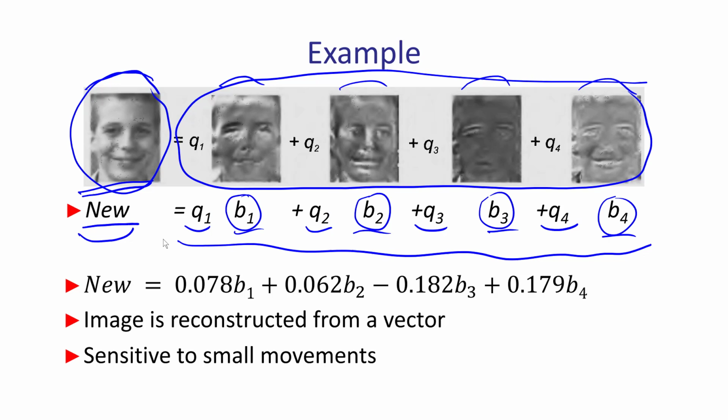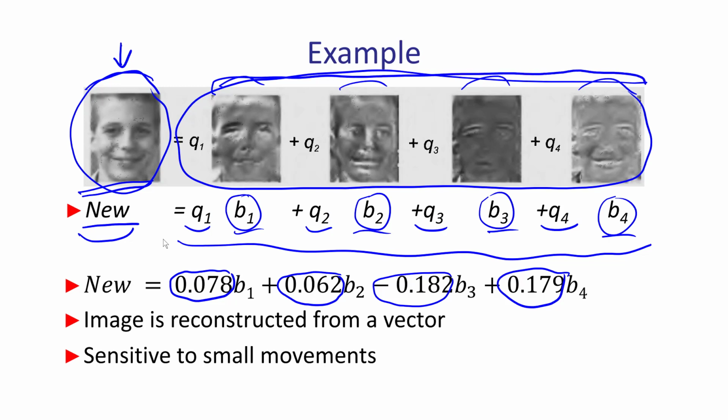The only problem here, maybe not the only problem, but one of the main problems with that approach is that it is very sensitive to small movements. But this image could be reconstructed only using those 4 numbers. So if you give me those 4 numbers, I will be able to reconstruct your new image based on the basis images that I have. And this is the idea of eigenfaces, that you can use only 4 numbers to reconstruct almost any image which looks more or less similar to your basis images.